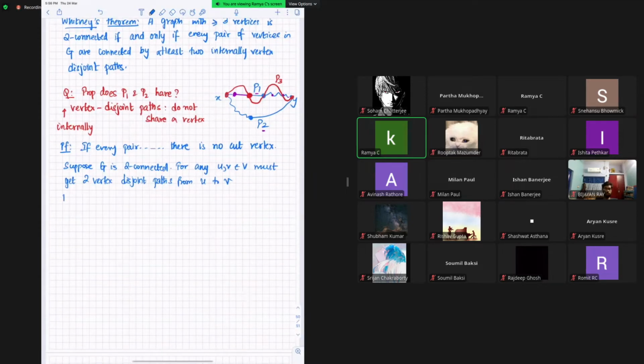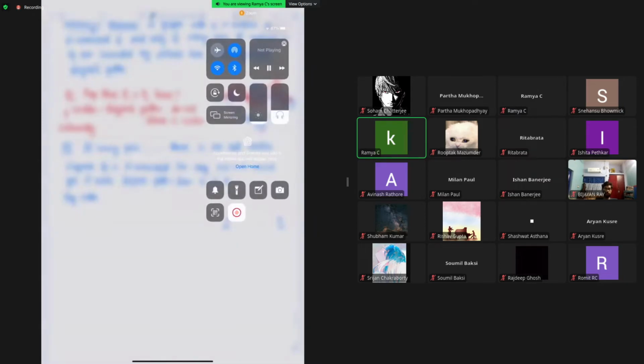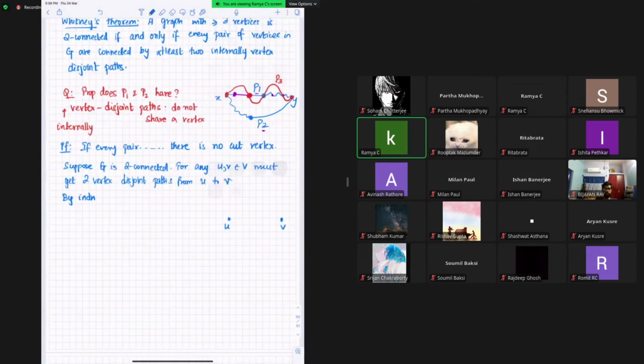Okay, so the proof is by induction. I only have two vertices U and V in my hand. I know nothing about these vertices. So I'm going to do an induction on the length of the path between U and V, or what we will call the distance between U and V. Sometimes we can also call this the shortest distance between U and V, since there are multiple paths.